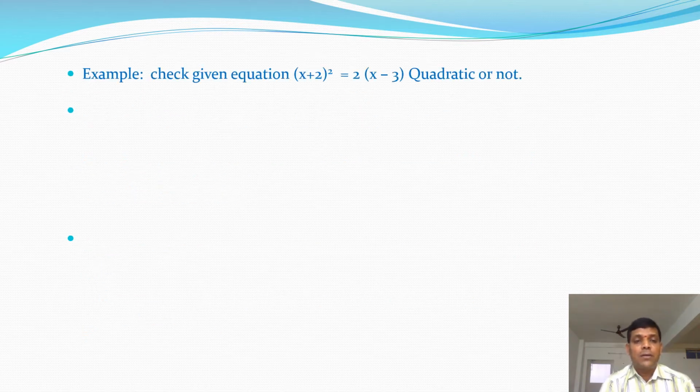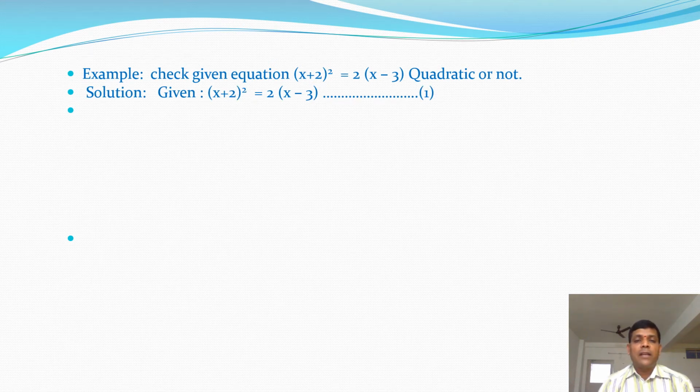So let us see an example. Check whether the given equation, x plus 2 whole square is equal to 2 into x minus 3, is a quadratic equation or not. Solution. What is the given equation? X plus 2 whole square is equal to 2 into x minus 3. Here two parts are there, LHS and RHS. So LHS is equal to x plus 2 whole square and RHS is equal to 2 into x minus 3.